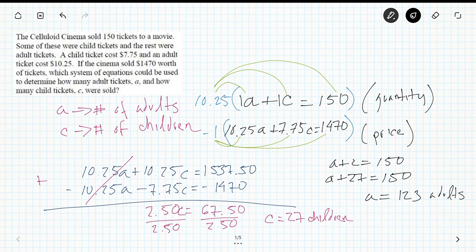So we finally answered the question. We set up a linear system of equations that describes our situation. We listed two unknowns, one equation that deals with quantity and one with price. And we also used the process of switching the leading coefficients, one positive and one negative, in order to eliminate one of the variables. First we solved for the number of children, and then we plugged that number of children into one of the equations to find the number of adults.